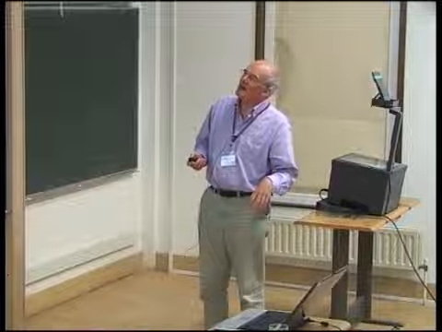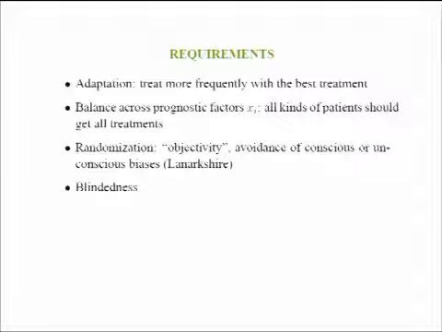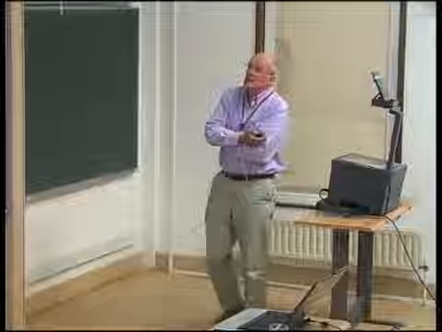So the idea of adaptation will be to treat more frequently with a better or best treatment. One also wants some kind of balance across these prognostic factors. Ideally, all kinds of patients should get all kinds of treatments. There needs to be some randomization, some claim to objectivity, avoidance of conscious or unconscious biases.